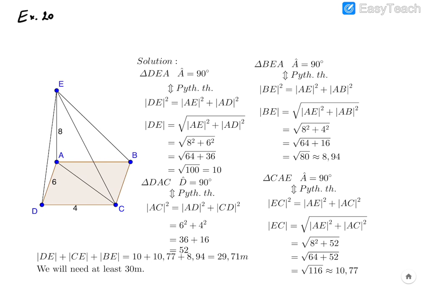Do not add all of them. We don't need AC. AC is not a cable. We're going to need DE, CE, and BE. So we're going to need DE, BE, and EC. And therefore, we get this as a result, and we're going to need at least 30 meters of cable.